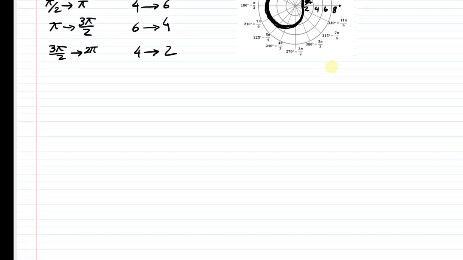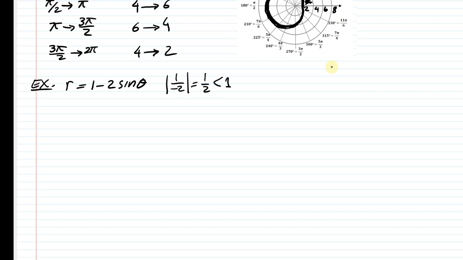Now, what if it has a loop? Let's actually take a look at one. I'm going to make one that has a loop. So let's say the ratio has to be less than 1. I'm going to go 1 minus 2 sine theta. Again, the absolute value of 1 to negative 2 is 1/2, less than 1. So this one is going to be a limaçon with an inner loop.